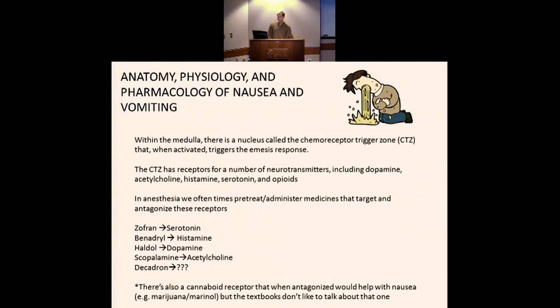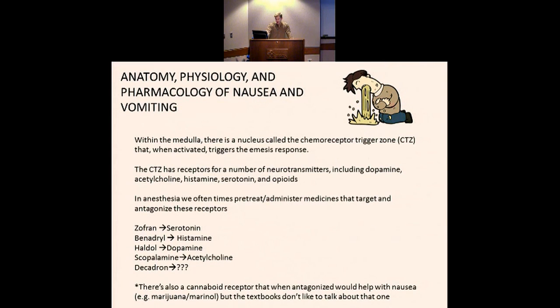I guess ketamine. And then there's a special section they touch on here, and I know they quiz from, talking about anatomy, physiology, and pharmacology of nausea and vomiting. The area within the medulla has something called the chemoreceptor trigger zone, or CTZ, that when it's activated, triggers people to throw up. So the CTZ has receptors for a number of neurotransmitters, including dopamine, acetylcholine, histamine, serotonin, and opioids. And that's how we treat intraoperatively, try to prevent people from throwing up, essentially.